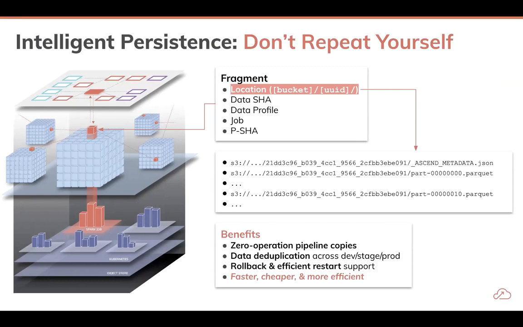Now last, and depending on your perspective, maybe most important, is the net result of this is we end up with faster, cheaper, and more efficient pipelines because we're never repeating the work. And when we look at what happens inside of most data pipelines today, there's a tremendous amount of inefficiency and waste because we're just constantly reprocessing data. So this is a huge benefit for many.